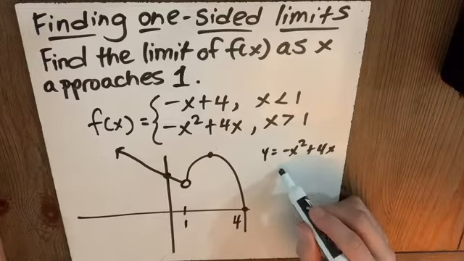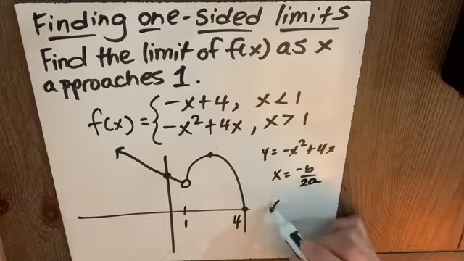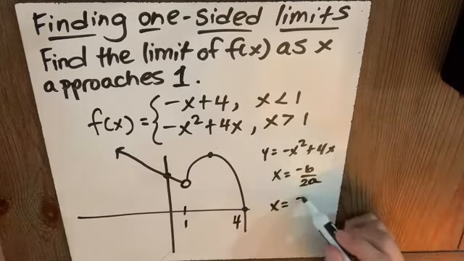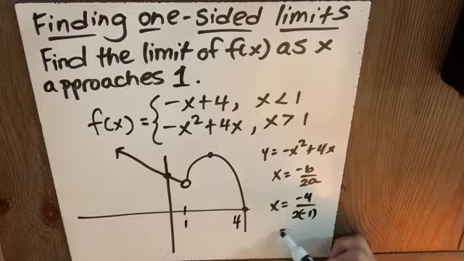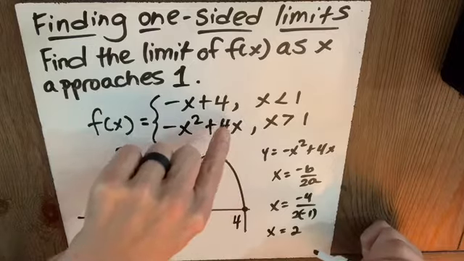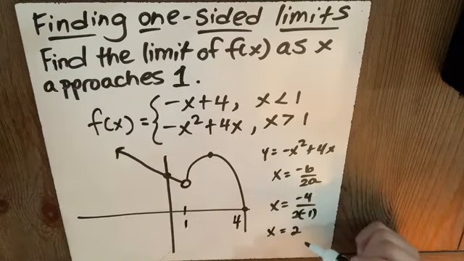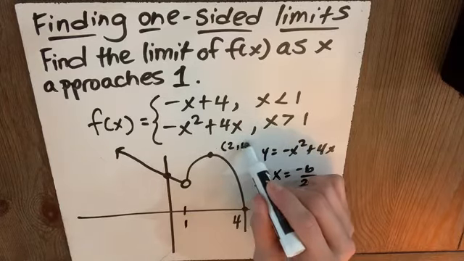I do know that the axis of symmetry will be found at negative b over 2a. So that is our b, negative 4 over 2 times negative 1, which gives me x equals 2. At 2, I get 2 times 4 is 8 minus 4 is 4. So I know that this point here is my maximum, 2, 4.